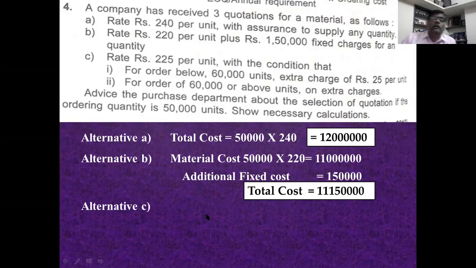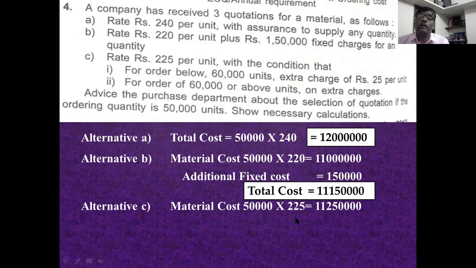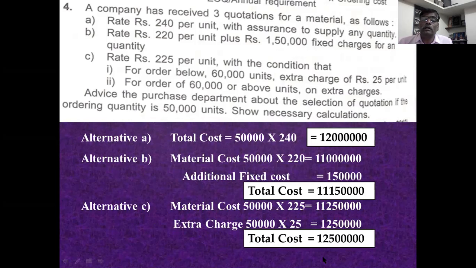And the third alternative: material cost is 50,000 into 225. It is 1 crore 12 lakh 50,000. But your order is less than 60,000 units. Therefore, you have to pay an additional 25 rupees per unit. So the extra charge is 50,000 into 25, which is equal to 12 lakh 50,000. Therefore, the total cost of the third alternative is 1 crore 25 lakh.